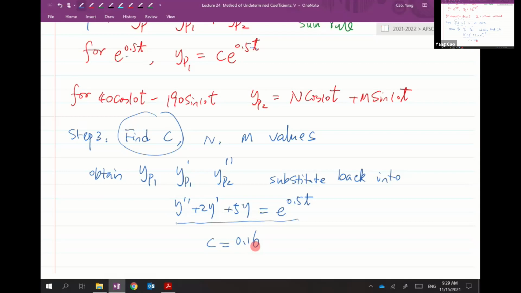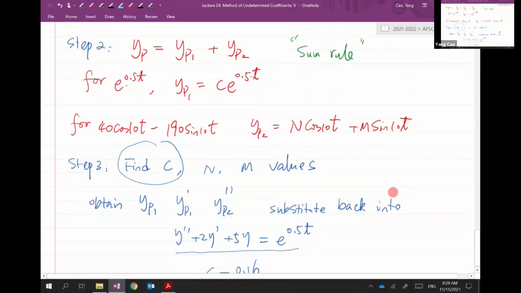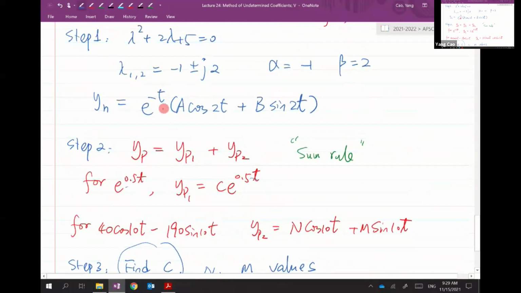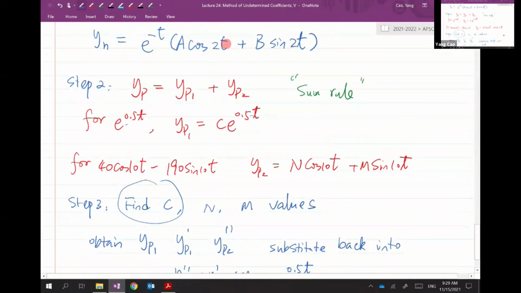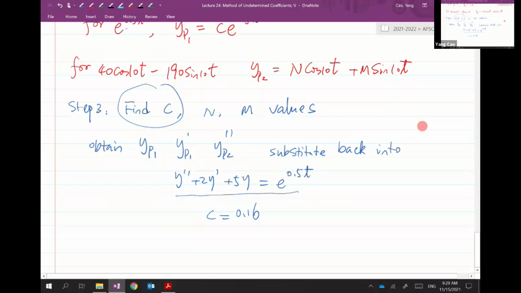Sorry, I probably also had to mention before step 3 here, don't forget to examine the modification rule. So you should examine your choice YP1 and choice YP2 and compare with your YH, your Y1, Y2 here, and see if they duplicate. In this case, obviously they don't duplicate, right? So this is e to the power negative t cosine, and this is cosine 2t. There's no duplication at all, so the modification rule does not apply in this question.